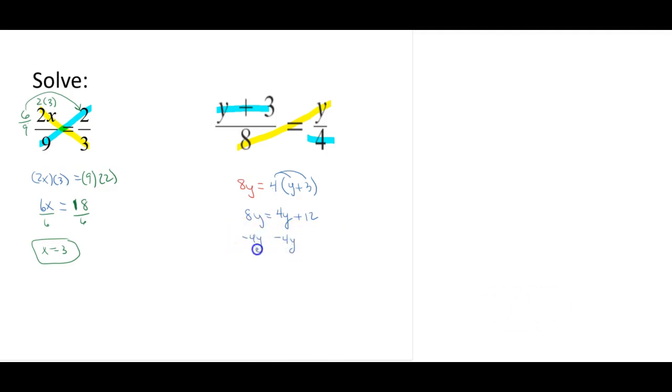Now I can solve this equation for y. Subtract 4y. I get 4y equals 12. Divide by 4. And y equals 3. And if I plug that back in, 3 plus 3 over 8 gives me 6/8 equals 3 over 4. Does 6/8 reduce to 3 over 4? Yes. So the value of y that makes these fractions proportional is 3.